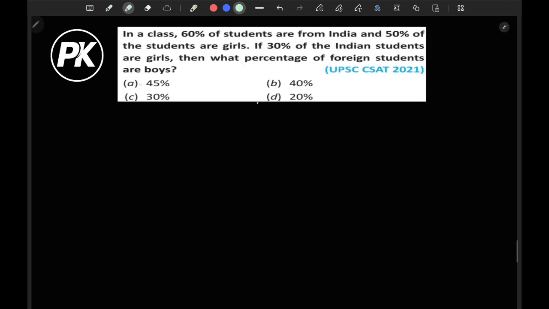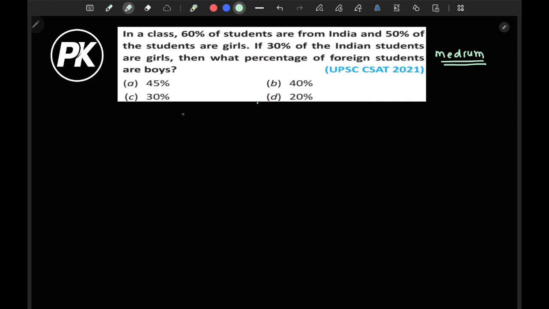Now let's see the next example. So the difficulty level of this example is medium. We have seen some easy examples. Now here what it is saying. So for example, in a class, 60% of the students are from India and 50% of the students are girls. If 30% of Indian students are girls, then what percentage of foreign students are boys?